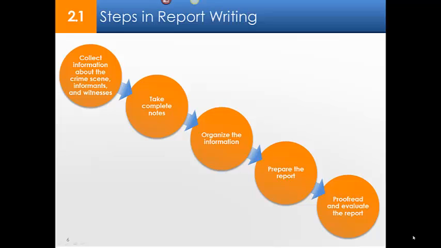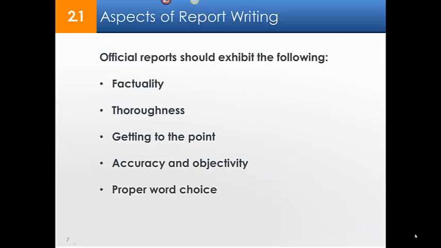So remember, the 5 steps in report writing are: collect information about the crime scene, informants, and witnesses. Take complete notes. Organize the information. Prepare the report. And proofread and evaluate the report. Official reports should exhibit the following: factuality, thoroughness, getting to the point, accuracy, objectivity, proper word choice.